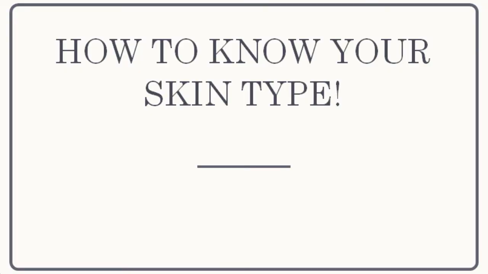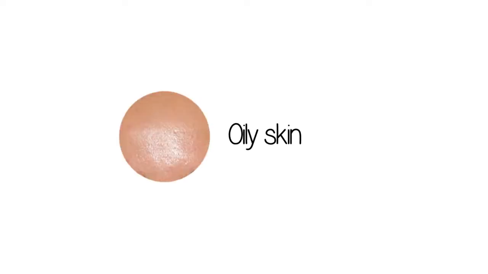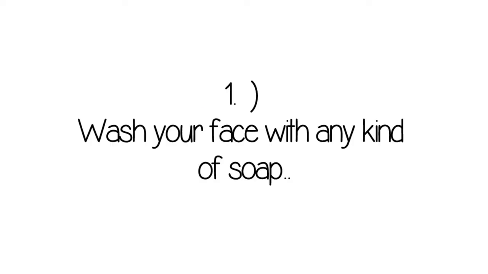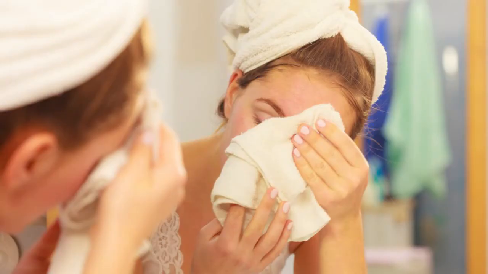Well, basically, there are 5 main types of skin worldwide known, but there could be other types of skin out there that we might not know about. But these are the 5 main types of skin: normal skin, dry skin, oily skin, combination skin, and sensitive skin. First of all, I would like to recommend you wash your face with any type of soap that you use at home and clean it with a dry towel. Then this is how you're going to recognize what type of skin you have.